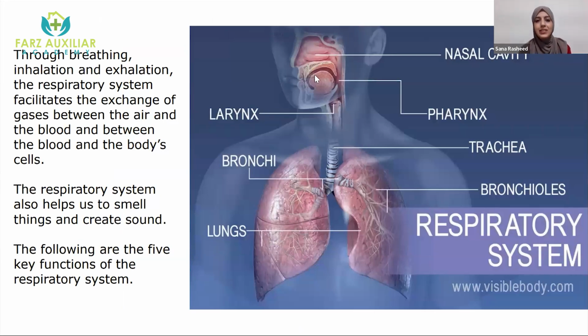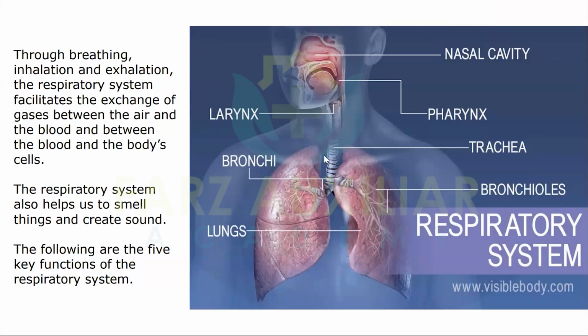As we can see in this diagram, the respiratory system consists of all these organs and parts. Broadly, we classify it into the upper respiratory tract and the lower respiratory tract. The upper respiratory tract includes the nasal cavity, the pharynx, the larynx, and the trachea. The lower respiratory tract includes the lung parenchyma, the bronchi, the bronchioles, and basically these airways.